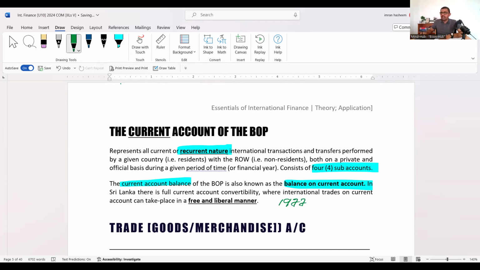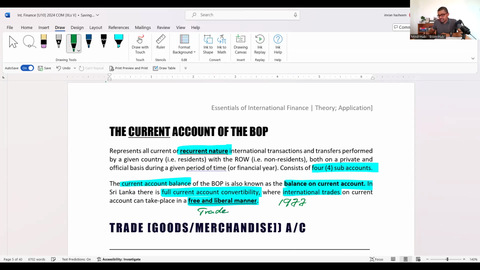Since 1977, we have had this liberal, full current account convertibility. That means we have a free and liberal manner in which we can engage in international trade on items connected to the current account: imports, exports, primary, secondary, those things, especially trade. Free and liberal manner.